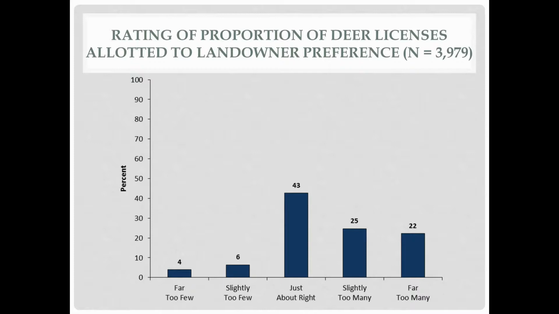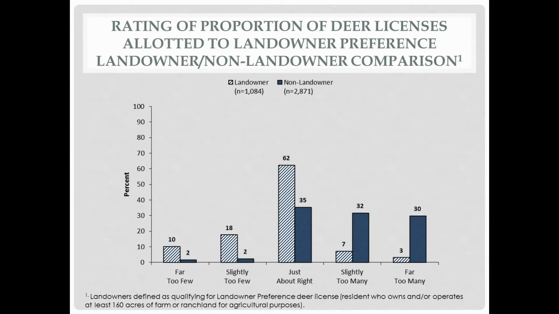And similar to previous questions, I split out landowners from non-landowners here to see if that would tell us a different story of what's going on. Here you still see 62% of landowners felt it was just about right, 35% of non-landowners, and then on the too many side, 62% of non-landowners felt this is too many. And then on the too few side, you end up with 28% of landowners feeling that it was too few. So it's kind of the story behind the combined data when you look at it that way.